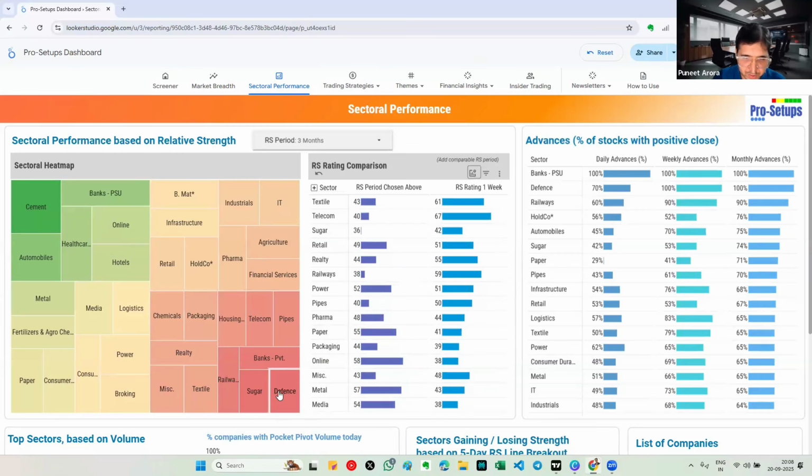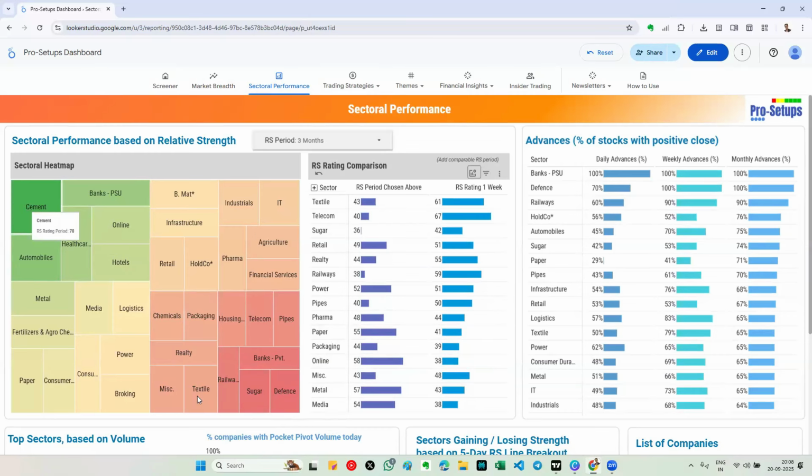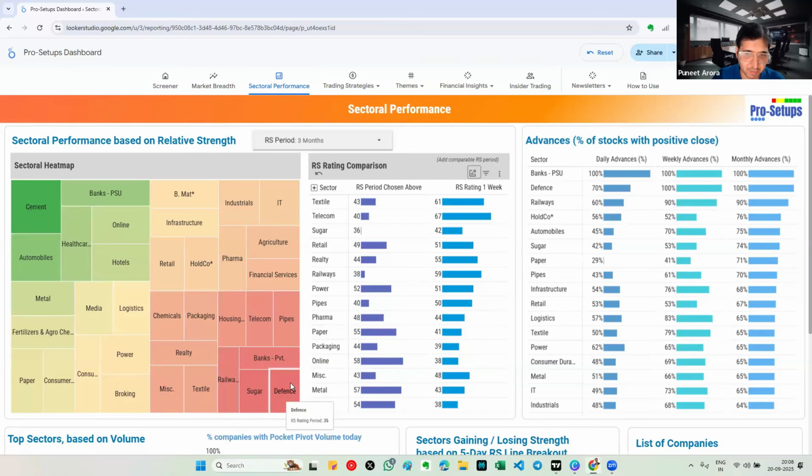So defense was not doing very good until recently, right? So there's still a long way to go for defense. It can give us good return if it turns from here and gets green on a 3-month RS heat map. It means there is still a lot of scope for it to move, because in 3 months it has not performed at all. If you see on weekly and monthly, it has started doing good.